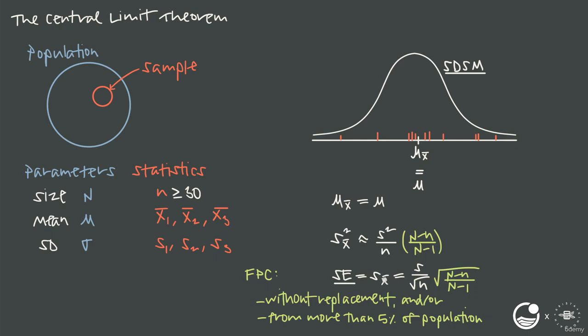And then the formula for standard error, or standard deviation of the sample means, is the same, S divided by the square root of n, but then we have to multiply that by the square root of population size minus sample size divided by population size minus 1. Now, when do we have to apply the finite population correction factor? Well, we have to do it when we are sampling without replacement and/or when we're sampling from more than 5% of a finite population. So here's what that means.